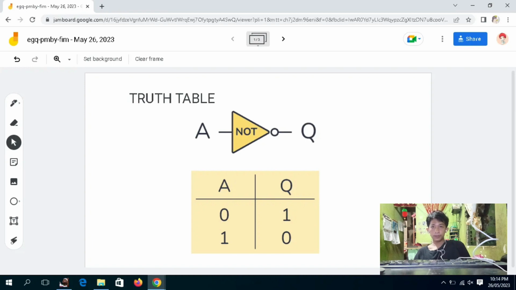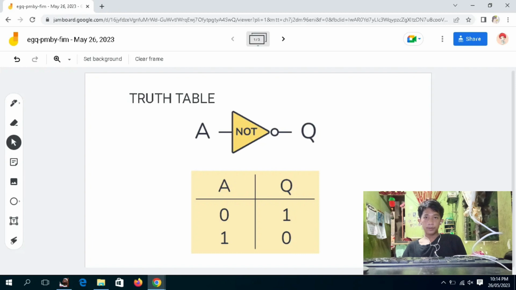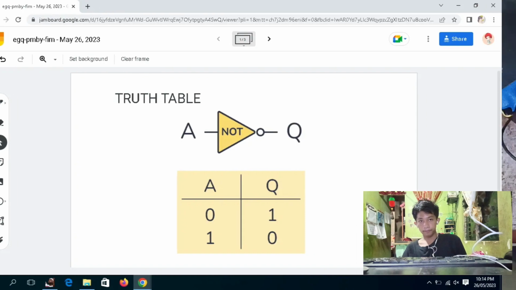So if you put 0 in the input, then its output will be 1 since the input is negated by the NOT gate. Same case to the input of 1. Its output will be 0 since the negation of 1 is 0.